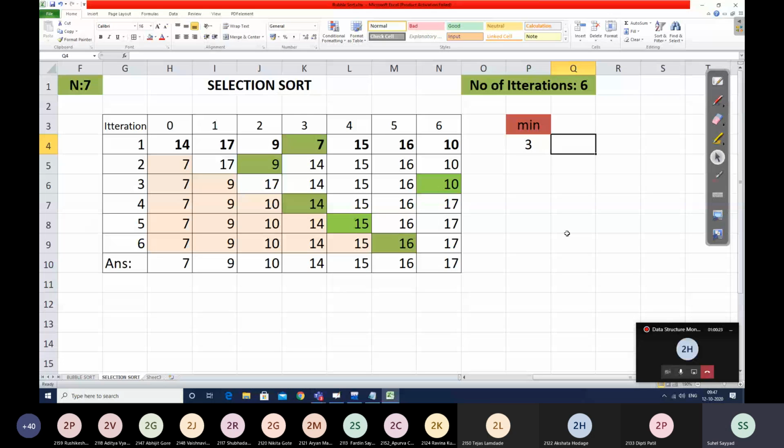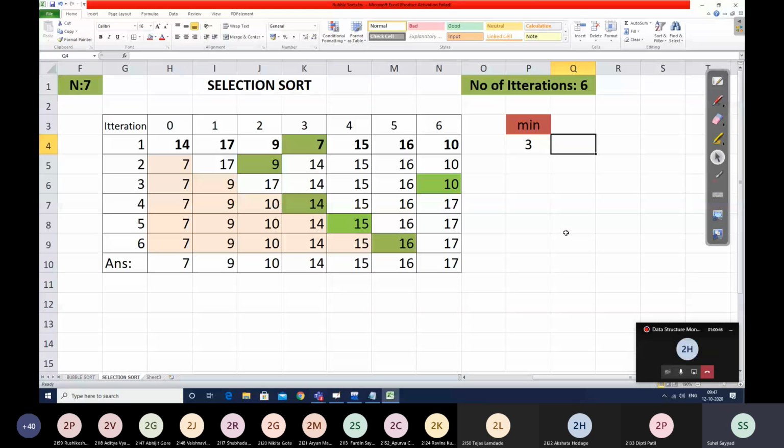So here my story of the first iteration of finding mean finishes. And I have found the location. I have found the index of mean. That is 3. Now I'll swap A of 3 with A of 0. Are you getting this, my dear students?